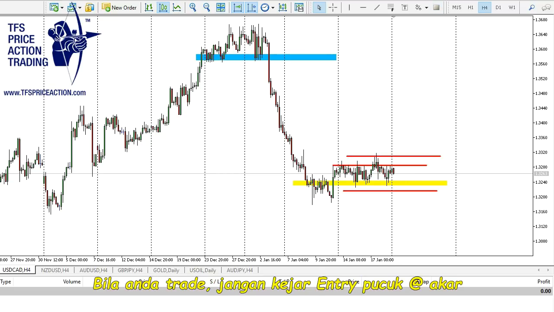When you're trading, don't go for the top or bottom. As long as your entry doesn't hit your stop loss, it should be fine.